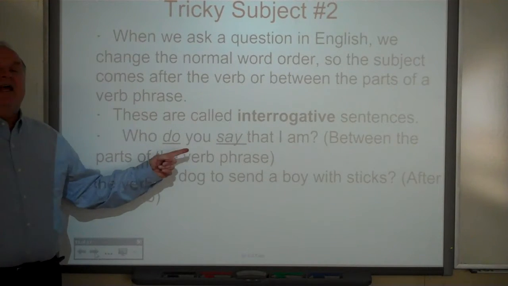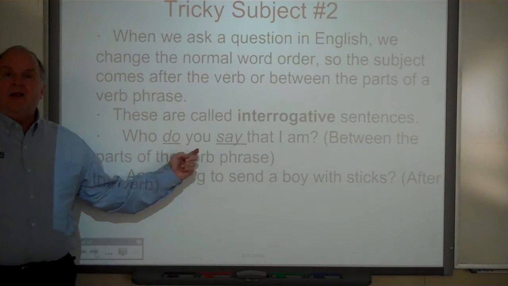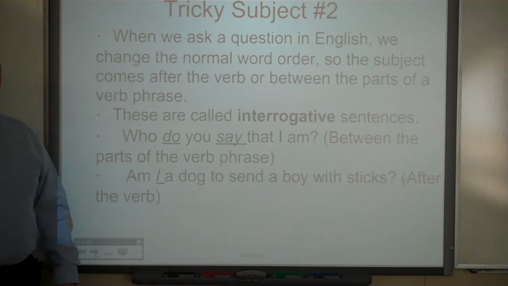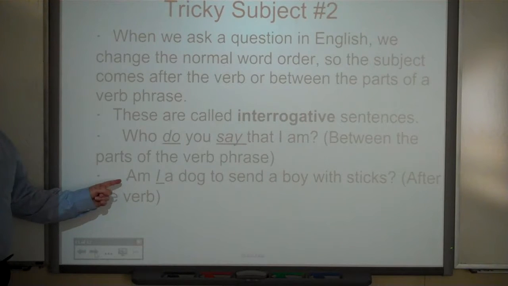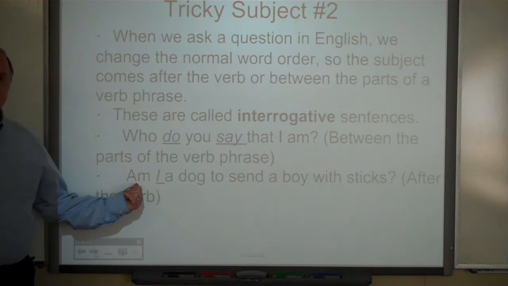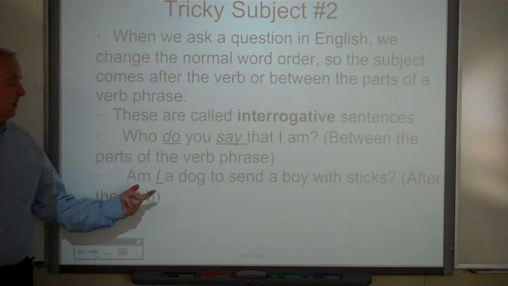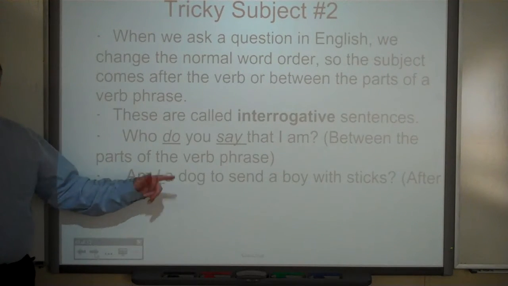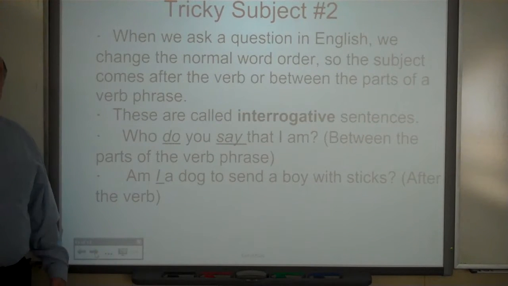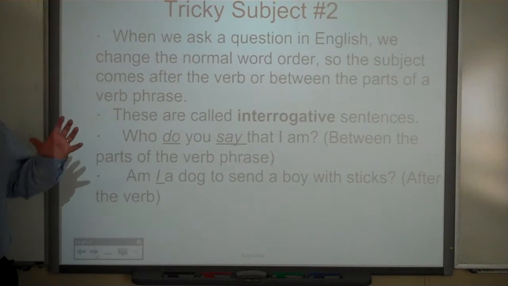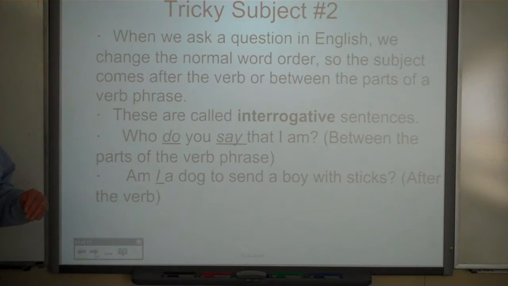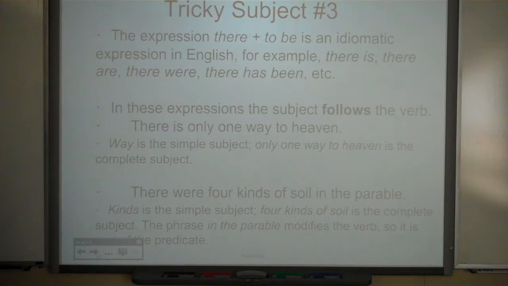So listen, who do you say that I am? Notice here, it's a verb phrase. The verb is do say, and the subject goes between the two parts of the verb. Okay. In this sentence, am I a dog to send a boy with sticks? Here, there's a simple verb, am, but the subject comes after the verb when we ask a question. Am I a dog? So if somebody's asking a question, the normal word order will be changed, so the subject will probably be in a different position from what it usually is.